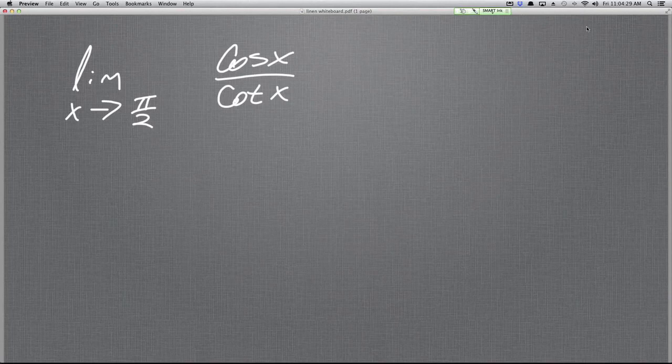So if I can't use the special trig limits and I still get 0 over 0, what else can I do? Factor, maybe, I don't know. Right, but I'm dealing with a trig function, so I'm going to have to do something different. Cotangent, change it to sine and cosine. There we go. Change into sine and cosine. That's usually a good way to go.